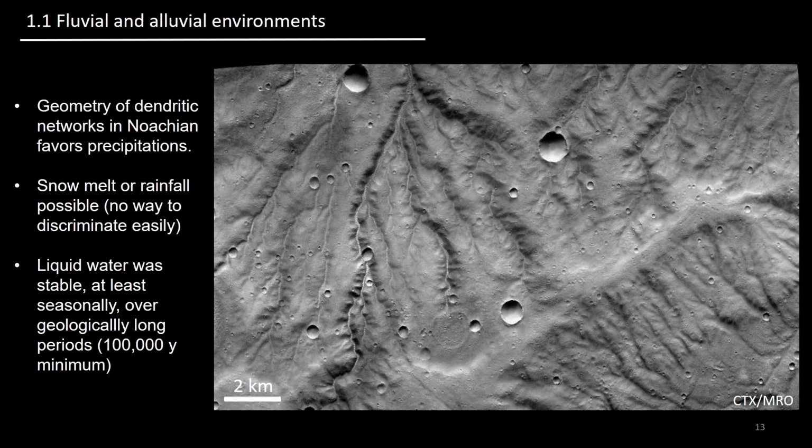And in order to create such kind of watershed, you need liquid water to be stable, at least seasonally, and over geologically long periods. When I say geologically long, it means typically more than 10 or 100,000 years. That's a minimum to create this type of erosion. You can create very strong erosion on Earth as on Mars if you have very strong, punctual discharge rates, such as from a glacier just discharging once. But that's not what we see here. You need something really sustained.